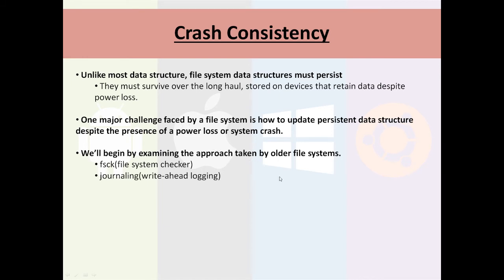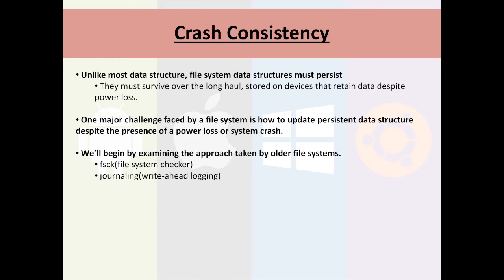So unlike most data structures, like memory and address space and all that type of stuff, our file system data structures must persist. So they must survive over the long haul or after power loss, as well as over a longer period of time, i.e. like they say here, stored on devices that retain data despite power loss. And one major challenge faced by a file system is how to update persistent data structures despite the presence of a power loss or system crash.